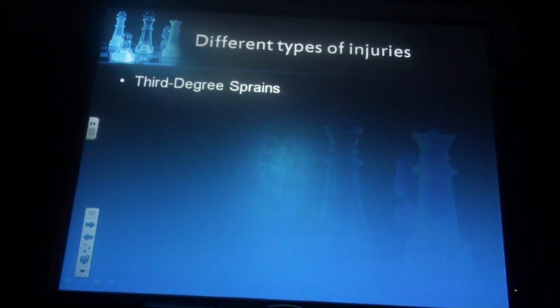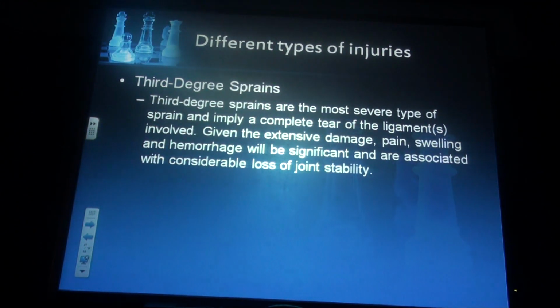Third degree sprains. Third degree sprains are the most severe type of sprain and imply a complete tear of the ligaments involved. Given the extensive damage, pain, swelling, and hemorrhage will be significant and are associated with considerable loss of joint stability.